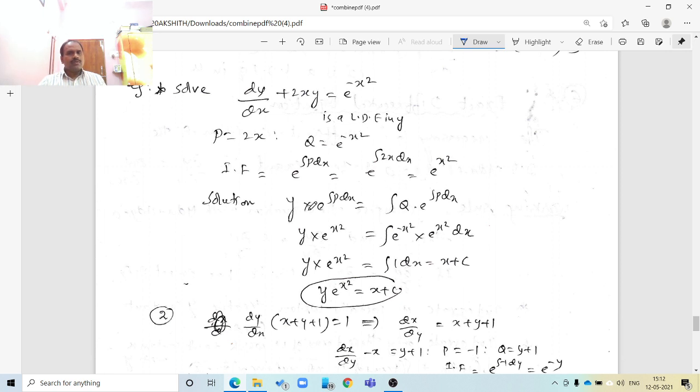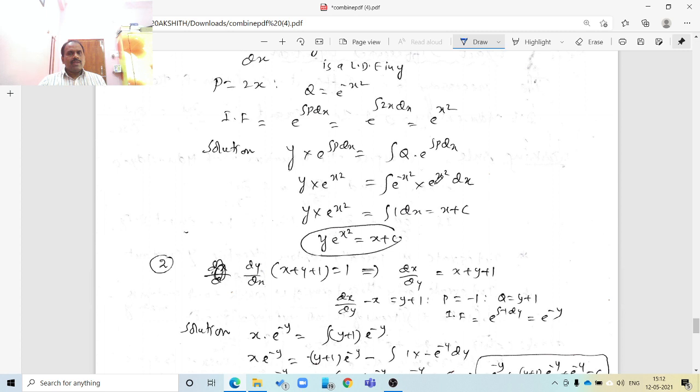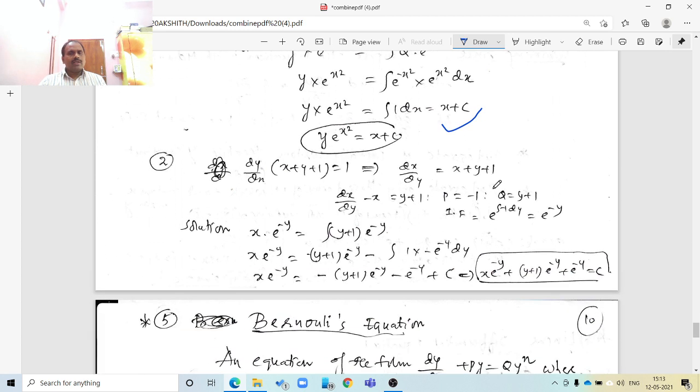So we have the solution y into e power integral P dx is equal to integral Q into e power integral P dx dx. y into, what is e power integral P dx? e power x square, equal to, what is the value of Q? e power minus x square into e power x square dx. So x square and minus x square cancel, e power 0 value is 1, and integral 1 dx is x. So this is the solution of the given linear differential equation.